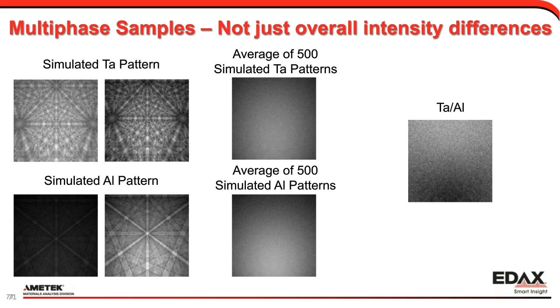Then you can see they look pretty similar. There's a gradient. But one thing I want to point out is that the gradient is not constant. It is not the same for the tantalum and aluminum. Even if you were to normalize the intensity, it actually differs.